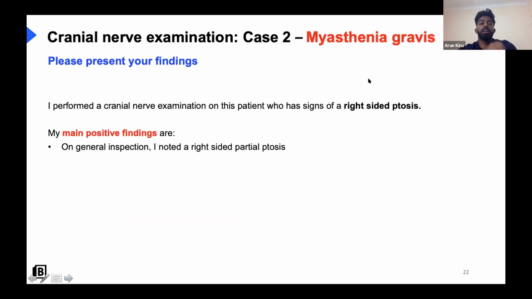Excuse me. I performed a cranial nerve examination on this patient who has signs of a right-sided ptosis. My main positive findings are, on general inspection, I noticed a right-sided partial ptosis. Partial because it's just not completely covered the eye. That's all you can say.